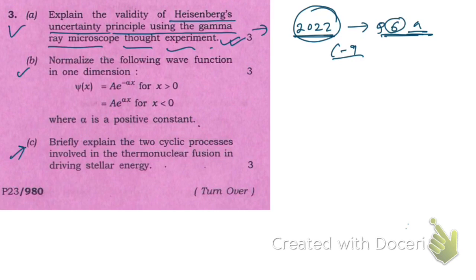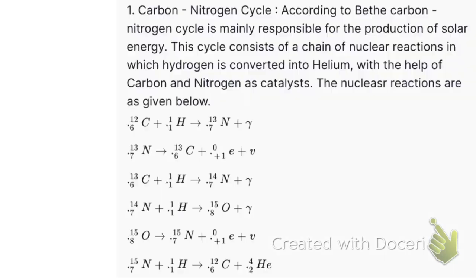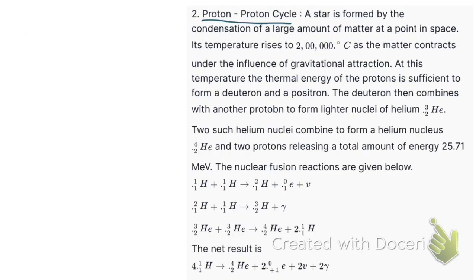The two cyclic processes involved in thermonuclear fusion in deriving stellar energy. So here you see, this is the answer 3C. The first cyclic process is the carbon nitrogen cycle. Just before writing the processes, write one sentence: the two cyclic processes involved in thermonuclear fusion deriving the stellar energy are the carbon nitrogen cycle, take the screenshot, and the proton cycle, take the screenshot. So the answer is completed here.